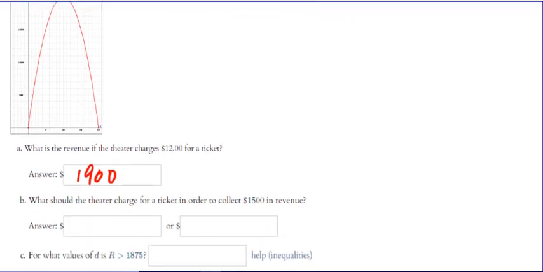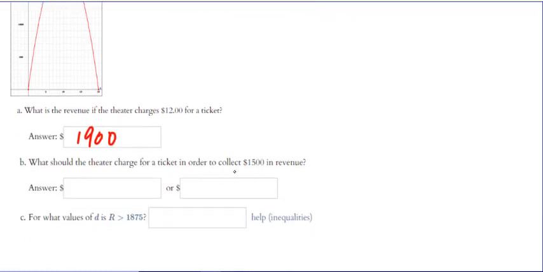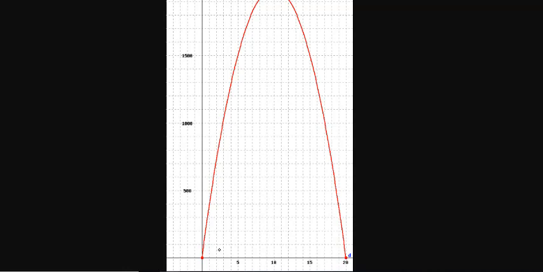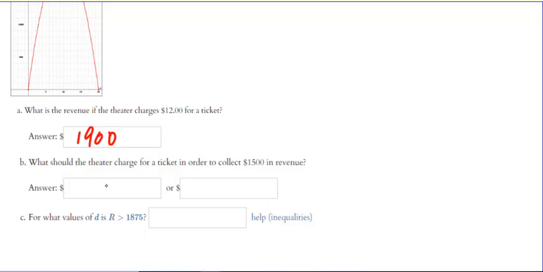What should the theater charge for a ticket in order to collect $1,500 in revenue? What we want to do is kind of look at this, and $1,500 is right here. So if we come across, we know we ought to be looking, if we intersect it there, come down, that'd be 5, and then I come on across, intersect, it'd be 15. So what we want to do is say $5 or $15, right?